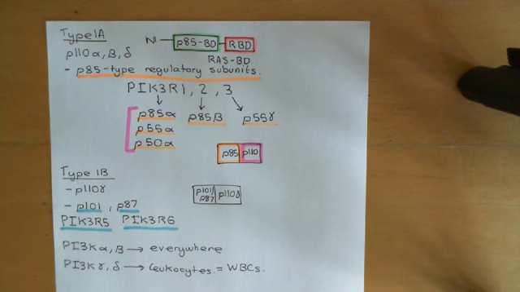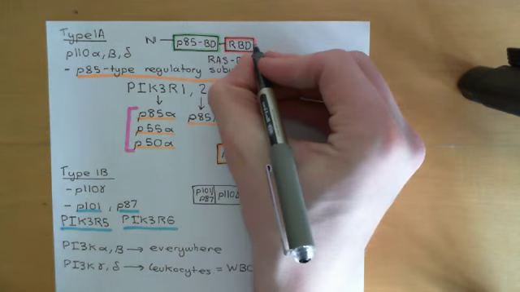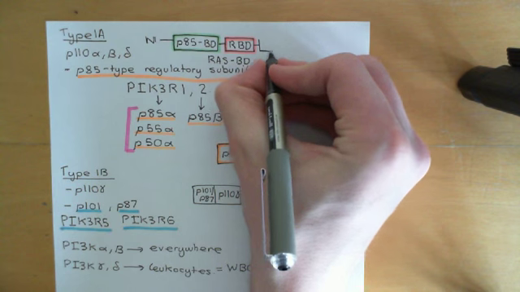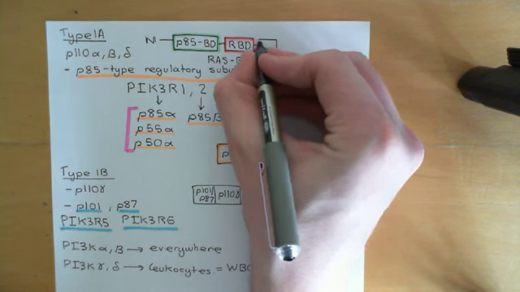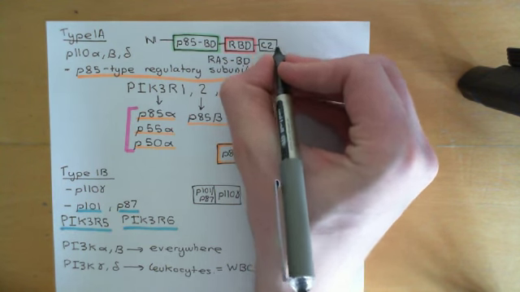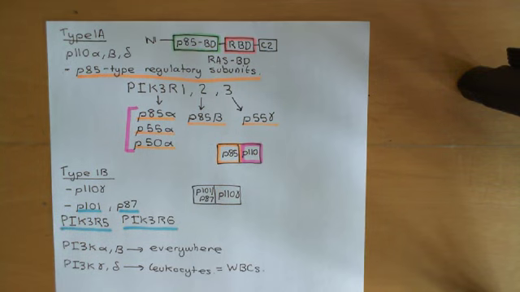Right. Then after the RAS binding domain, you have a domain that's found in many different proteins called a C2 domain. Now C2 domains are generally found in proteins that bind to calcium and are activated by calcium.